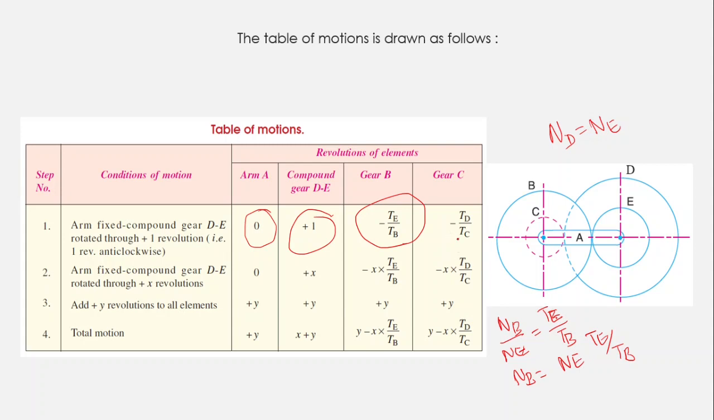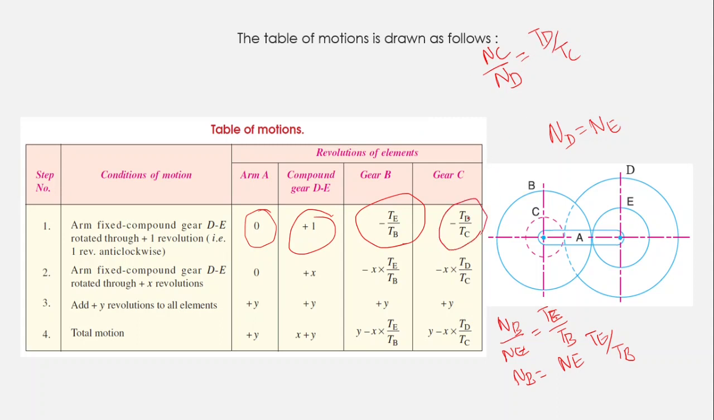Similarly, for gear C, we know that gear C is directly meshed with gear D. That means NC by ND is equal to TD by TC. Then NC is equal to ND into TD by TC. Here again ND is equal to +1. That means NC is equal to minus TD by TC.